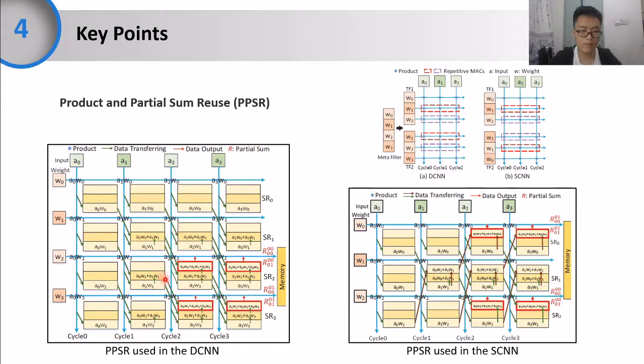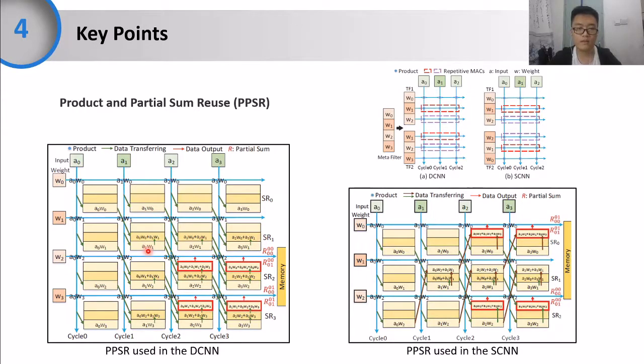The product will be added with this product and the p-sums, and generate two new p-sums. For the 1 times 3 count process, this p-sum and this p-sum will be output for the two output feature maps. And when the fourth activation is input, the product will also be stored, and they will be added with the two p-sums and the products to generate the new p-sums. And at this cycle, another 2 p-sums will be output for the two output feature maps.